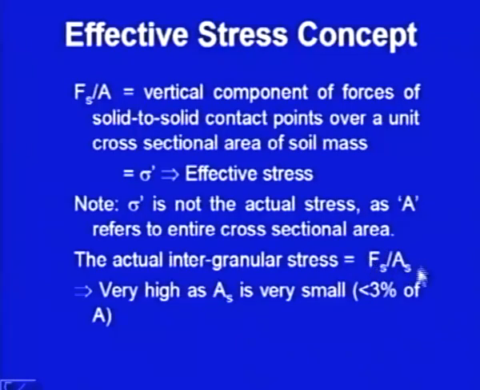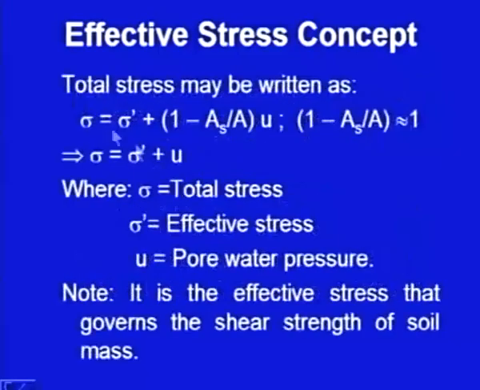So, this value will be very large, because the solid to solid contact area is very small. In normal cases, it is generally not more than 3%, it is less than 3%. So, this As as compared to A is very small. So, the actual intergranular stress is very large, but this is a hypothetical expression. Sigma dash is equal to effective stress, that is Fs upon A.